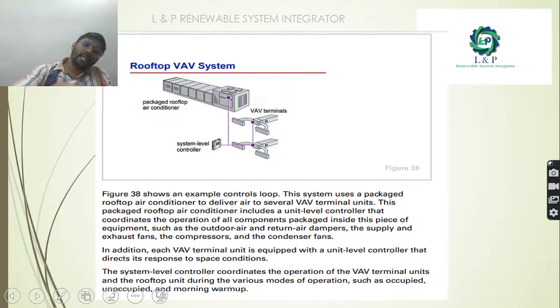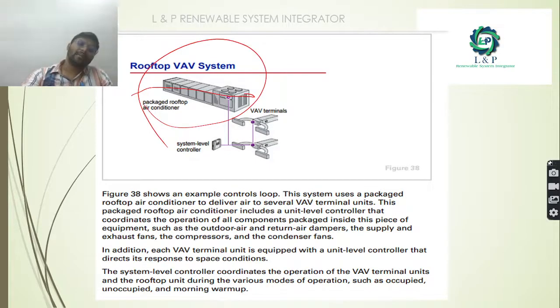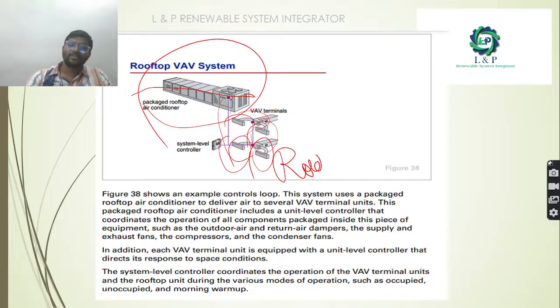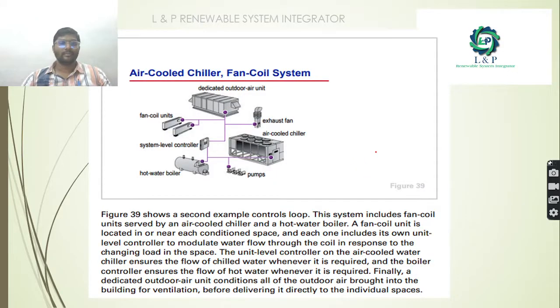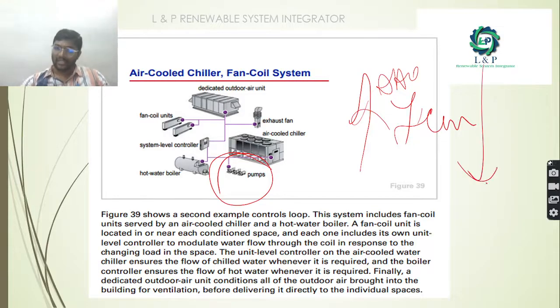As you can see here, this is a rooftop variable air volume system. This is a packaged rooftop air conditioner, and with the help of a duct and the VAV terminals we might be supplying the individual rooms. Apart from the air handlers and variable air volume units, we can use a chiller network, going through with the help of a pump. The supply line will be going to the AHUs and fan coil units, and the return chilled water line will be coming from the air handling units as well as the fan coil units.